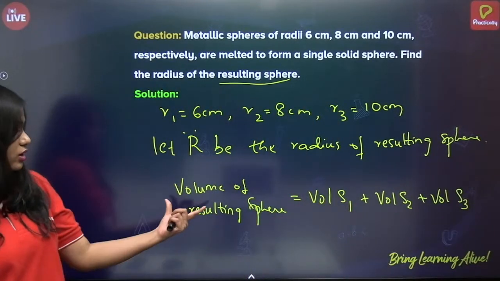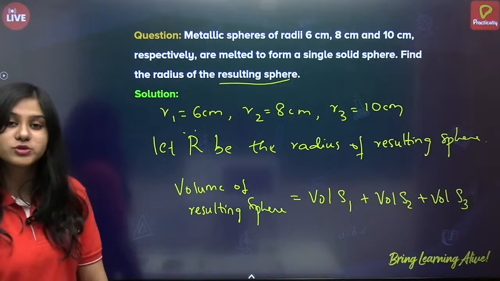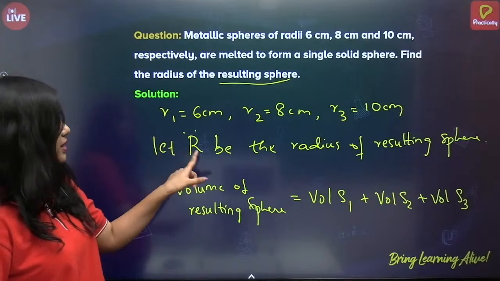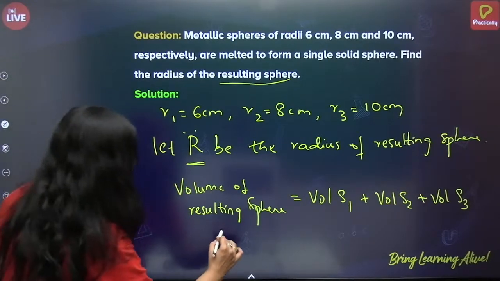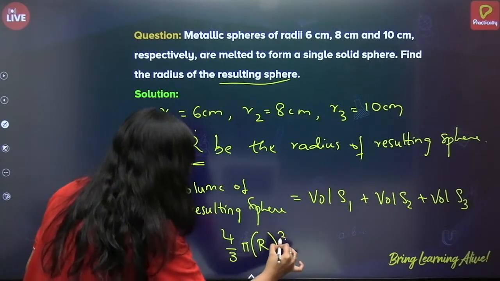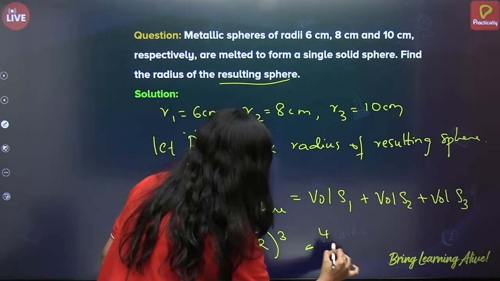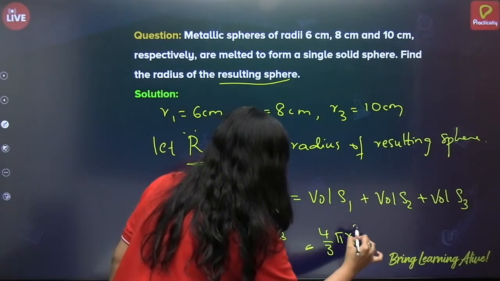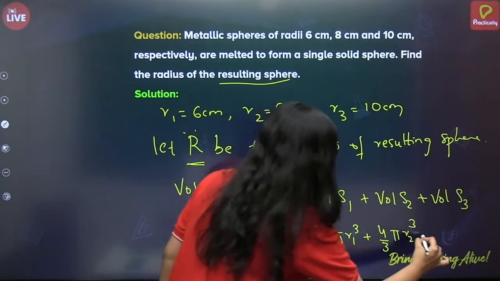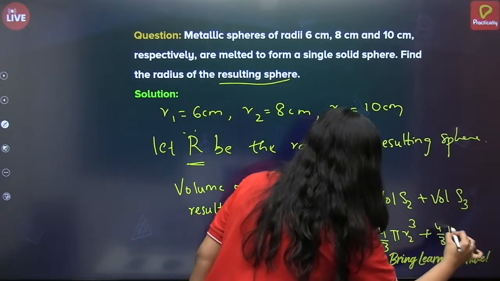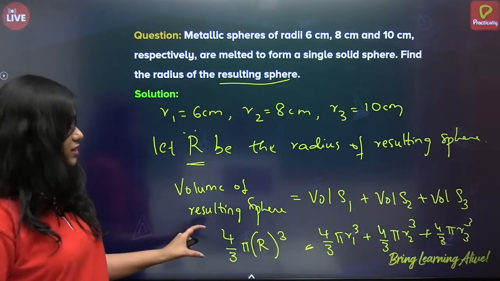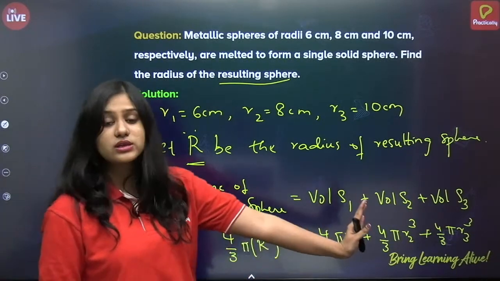Now just apply the formula. What is the volume of a sphere? It is 4 by 3 pi r cube. And here we have taken it to be capital R, right? So just write here 4 by 3 pi capital R whole cube. And here 4 by 3 pi R1 cube plus 4 by 3 pi R2 cube plus 4 by 3 pi R3 cube, right? Now, can we take 4 by 3 common in this equation?